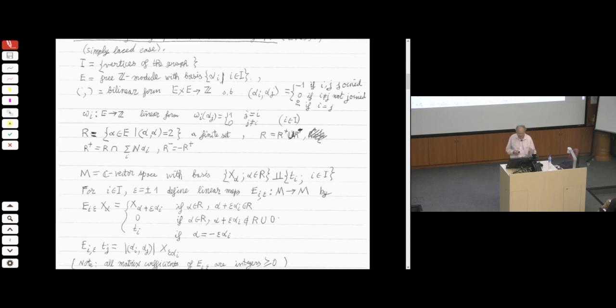So we start with this Coxeter graph, and I is the set of vertices, and then you look at the free Z-module with basis indexed by these vertices, and have a bilinear form with values in Z.